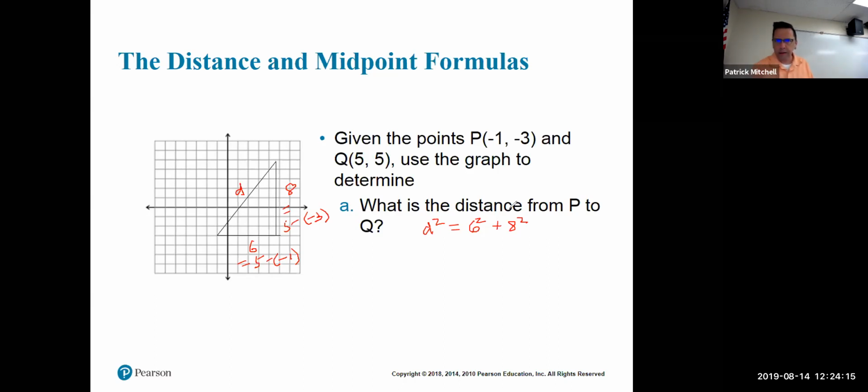In fact, I think what I'd like to do now is skip ahead to the formula. So let me clear my scribble here. And it does talk about the midpoint formula. I think I'll come back and do that later.